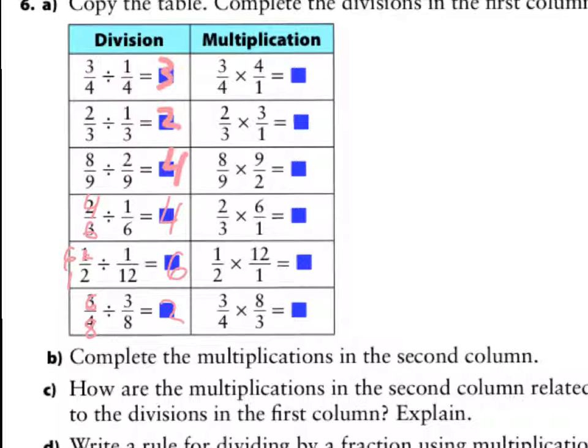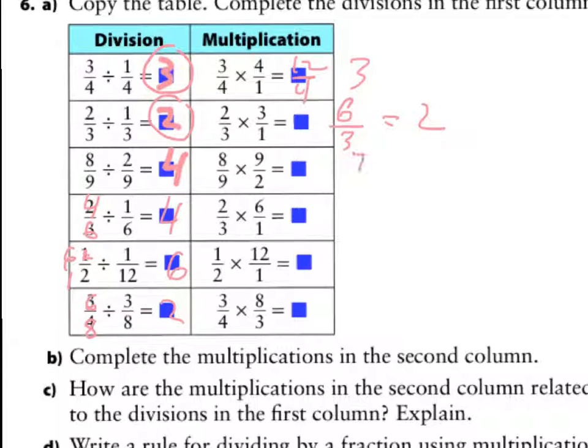And as we learned in the previous section, we're just going to multiply these fractions over here. So 3 times 4 is 12. 4 times 1 is 4. Simplify it, it becomes 3. This one is 2 times 3 is 6. 3 over 3. And of course that's 2. Notice I'm getting the same answers as over here.